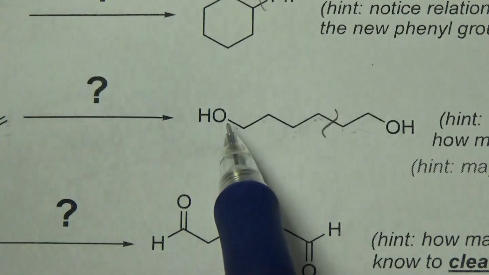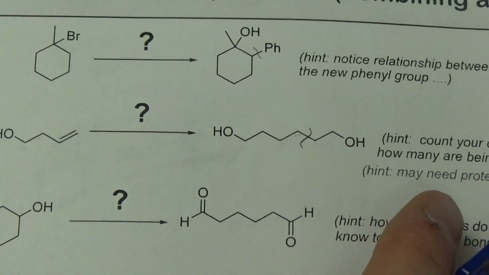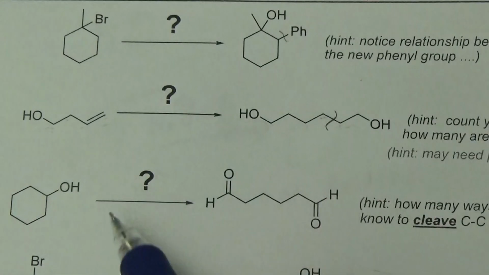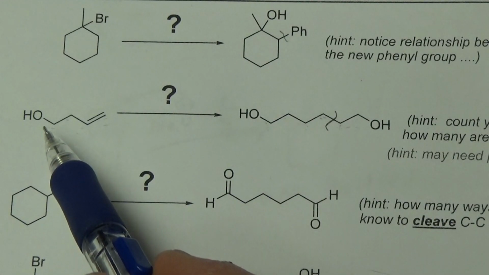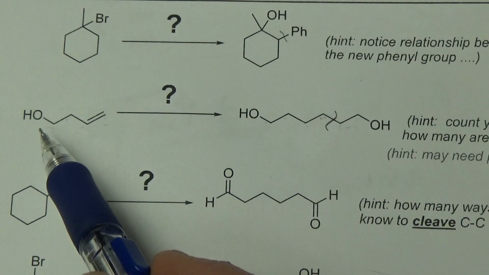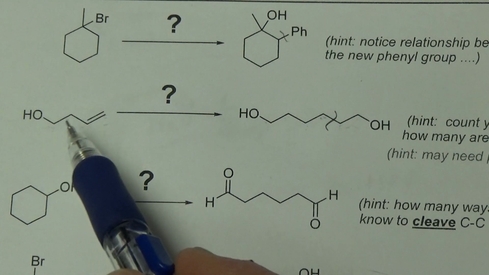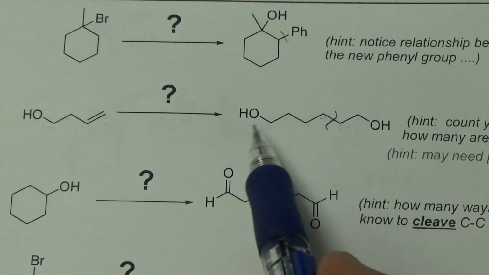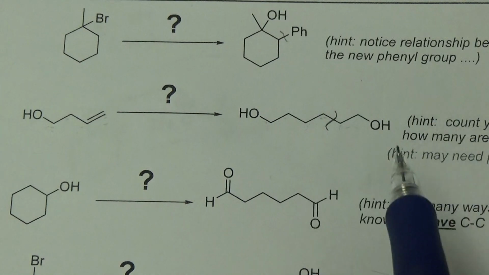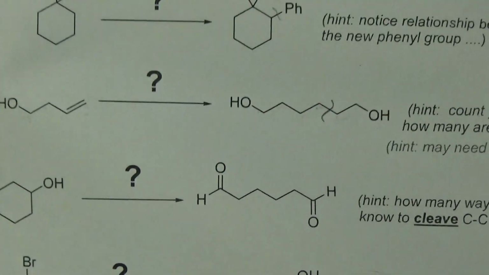But then we also have this other alcohol. All we've got to do is protect this one with our protecting group, carry the synthesis forward, and then eventually unprotect it. So let's see if we can do it. Problem G.